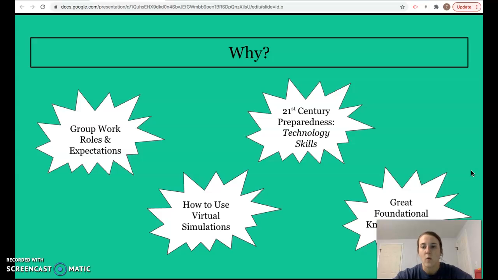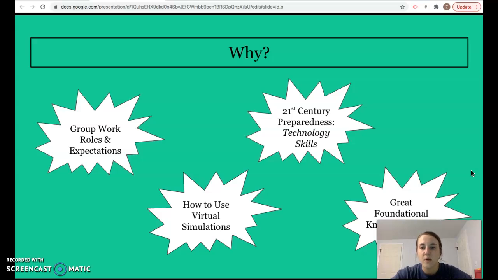The most important thing here, why I think this is really important and a project that I'm going to continue to use in my classroom and continue to develop around other units, is that this being in the first unit helps me to set the groundwork for group work, roles, and expectations moving forward. When I tell students to get into a group, they know exactly what the expectations and roles are. It's teaching them how to use virtual simulations in a productive manner and in an educational setting. It's also getting them ready for the 21st century when they leave my classroom. I'm teaching them technology skills, how to actually use these in a productive manner, and how to work around technology difficulties and things like that.